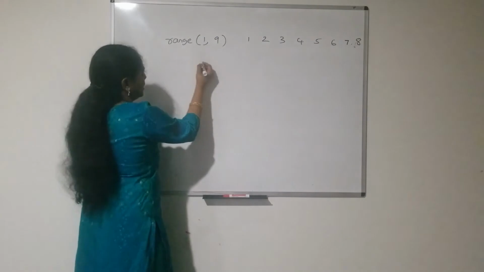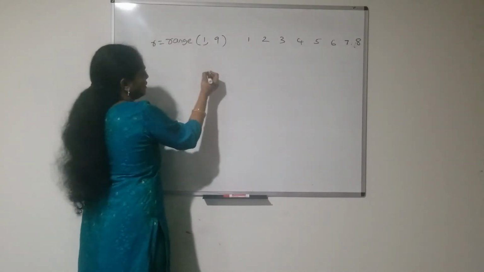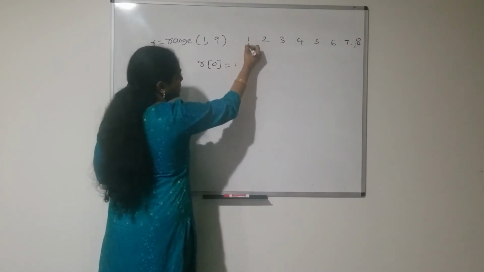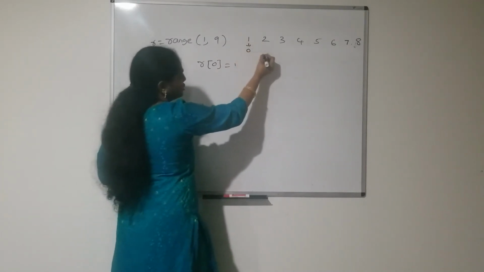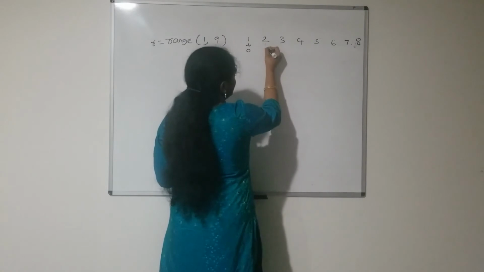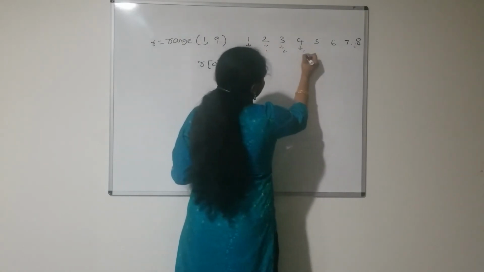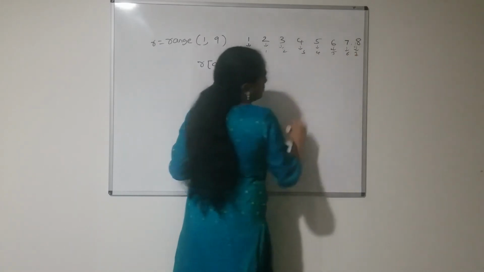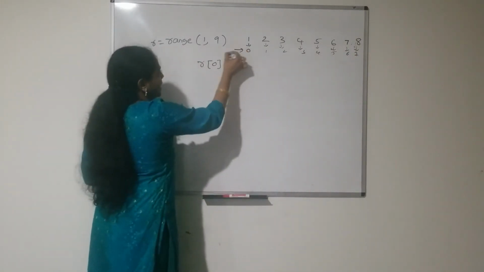See here, suppose R is equal to range of this one. So R of 0 means 1, right? R of 0 means 1. The index values range from 0 to n minus 1: 0, 1, 2, 3, 4, 5, 6, 7, right? So these are all my index values.